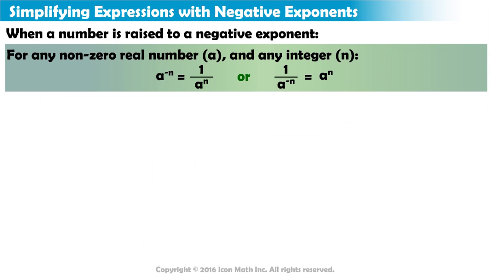Here's an example. Evaluate 4 to the power of negative 2. Using our definition, 4 to the power of negative 2 equals 1 over 4 squared, which is equal to 1/16.